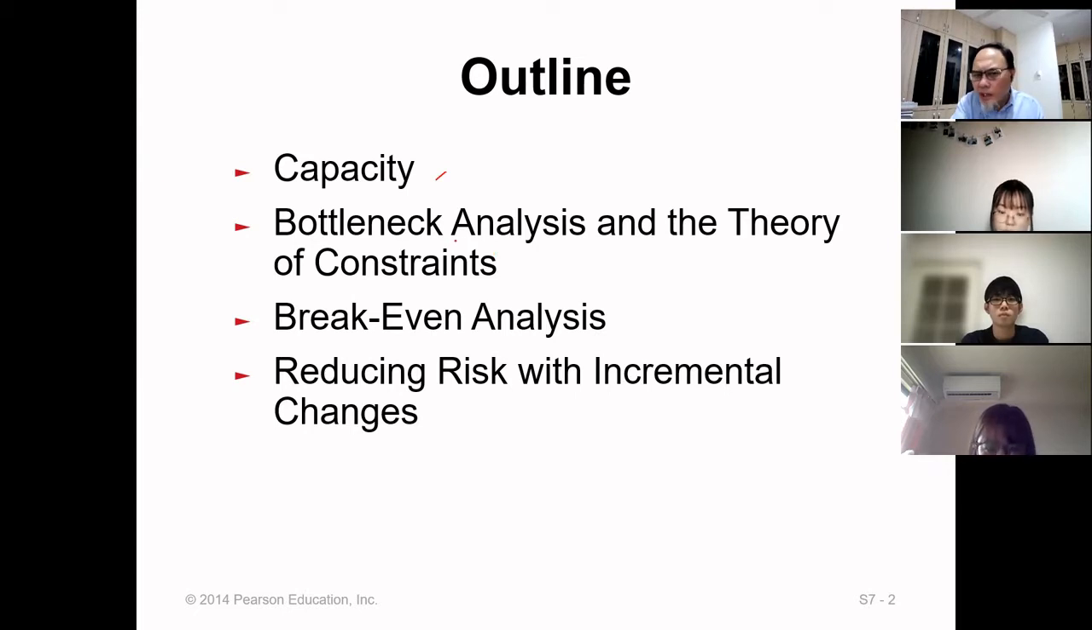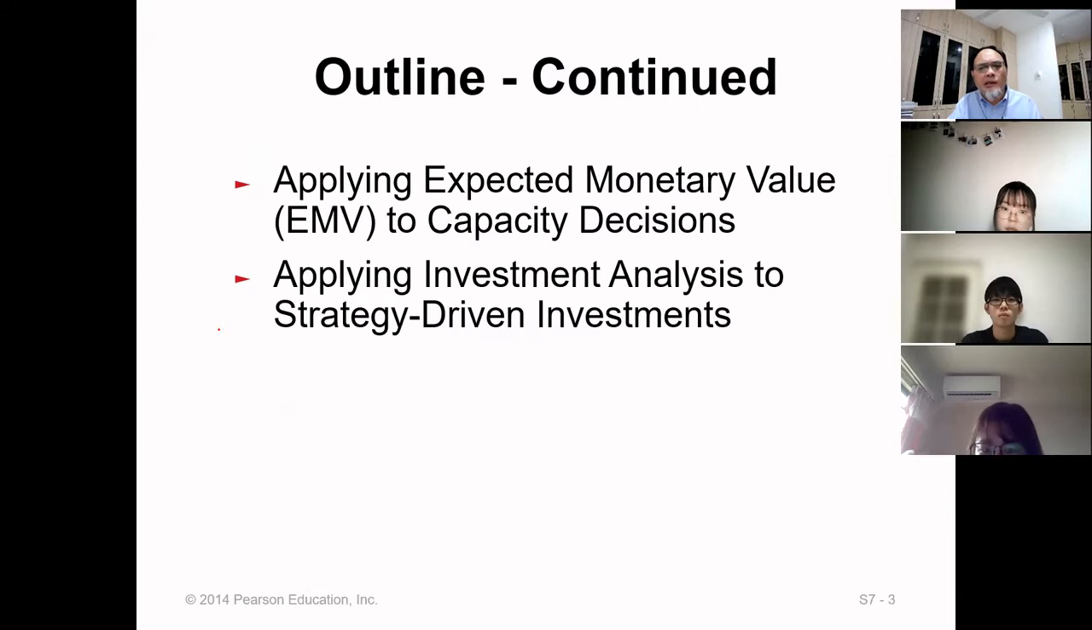I'm not going to cover much on this. This is probably at an advanced stage. So I just want you to focus on capacity and break-even analysis, these two main things. The rest I'm just going to briefly explain, not in detail. And also this expected money, I'm not going to explain this because it relates to capacity as well, but it comes into some financial decisions. I'm not going to cover that.